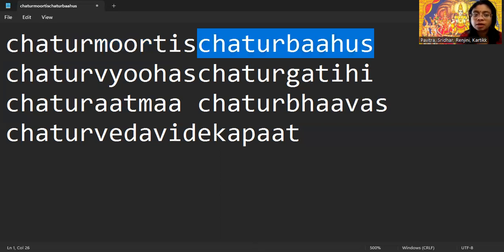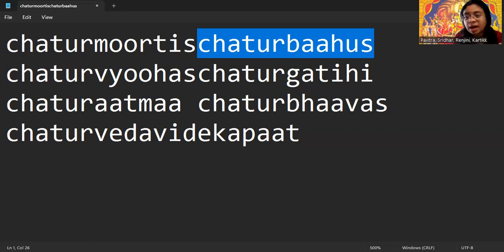Chatur-baahu. Chatur means four. Bahu means hand. Chatur-bahu means Bhagavan always has four hands in which he is controlling the four equipments of mind. In our mind, we have manas, that means the proper way we think. Second one is the intellect, that is the buddhi that we use to take decisions.